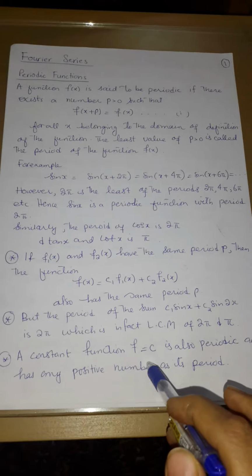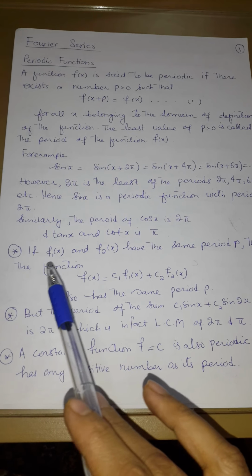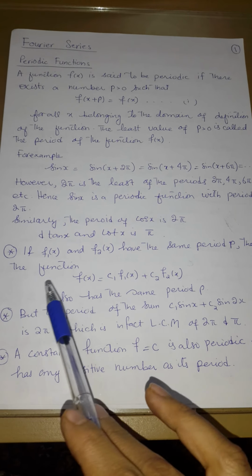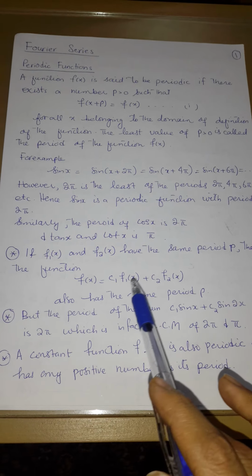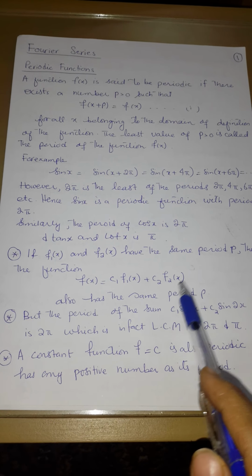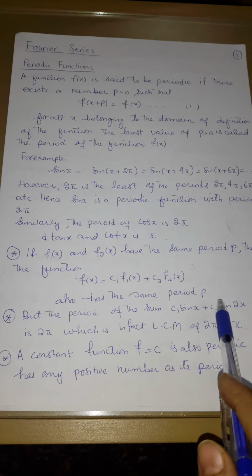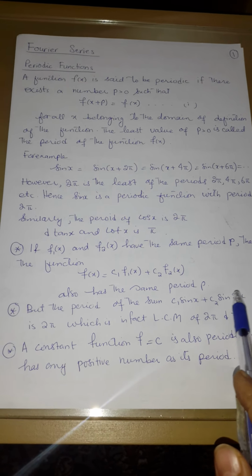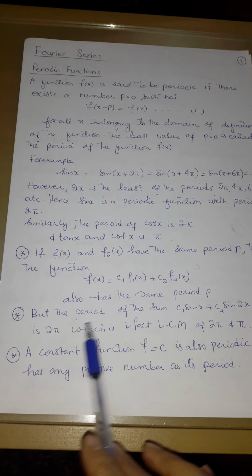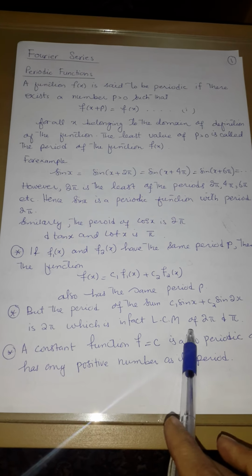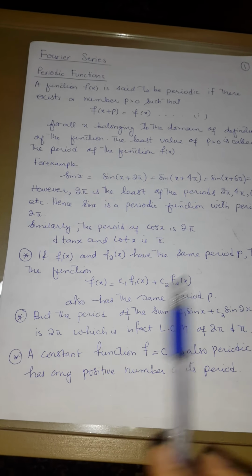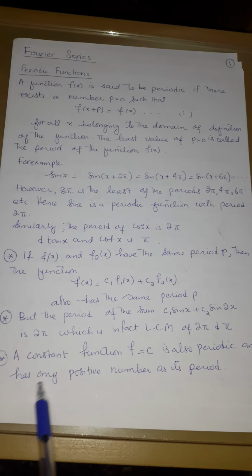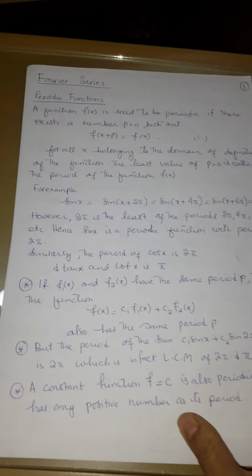And we have some notes about this topic. The first note is: if f1 of x and f2 of x have the same period p, then the function f of x equals c1 times f1 of x plus c2 times f2 of x also has the same period. But the period of the sum c1 sine of x plus c2 sine of 2x is 2 pi, which is in fact the least common multiple of 2 pi and pi. A constant function f equal to c is also periodic and has any positive number as its period.